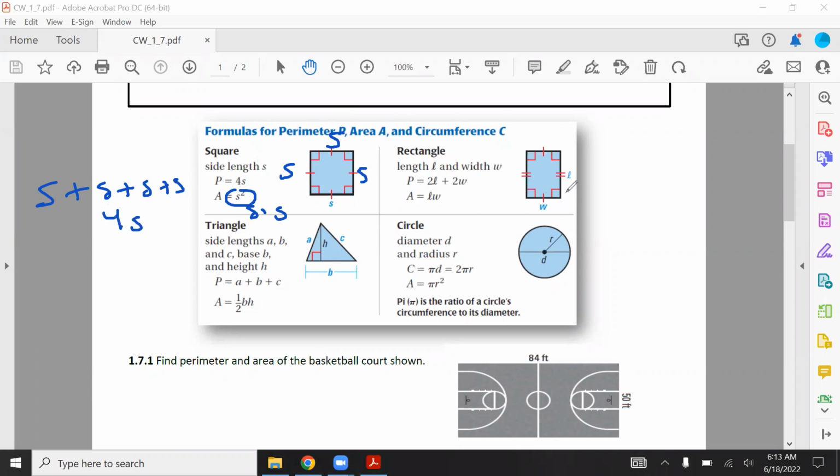For a rectangle, again, it's length times width. So there it is, length times width. Not much more to it than that. And then the perimeter is going to be adding up all the sides. So you have L twice, right? You have W twice. So it's 2L plus 2W.